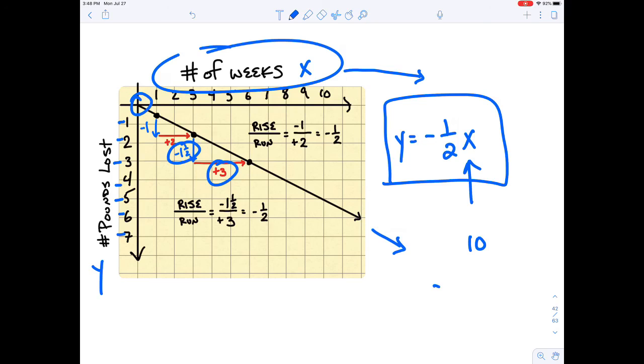I put a 10 in the x, -1/2 times 10 would equal -5, and I could confidently say that if this were actually mapping my weight loss over a number of weeks, then after 10 weeks of effort, I would have lost 5 pounds. And that is how a linear relationship works.